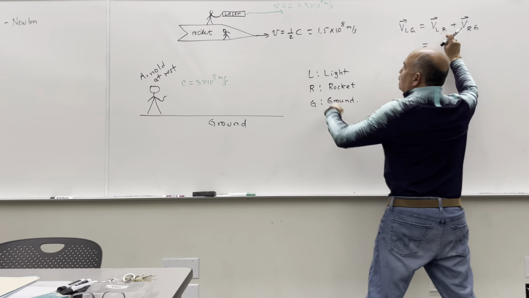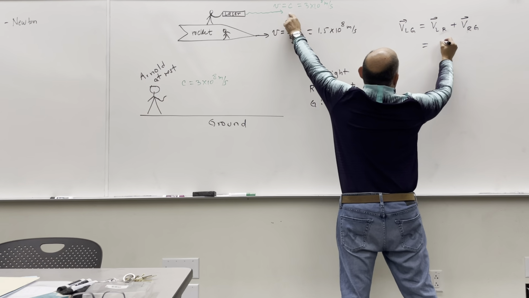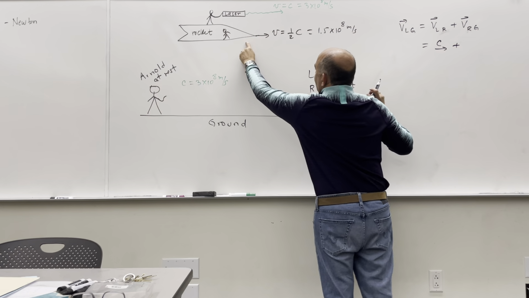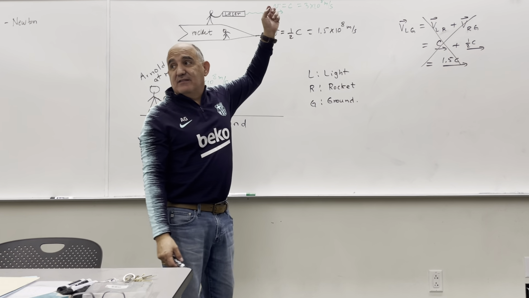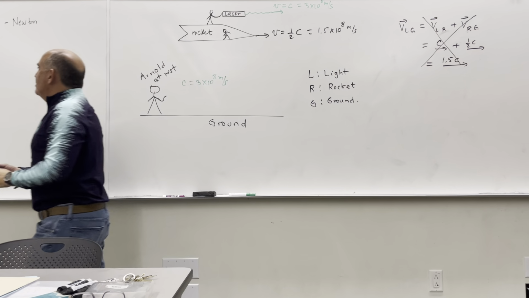So the light relative to the rocket is C to the right, plus, and the rocket relative to the ground is half of C to the right. So this should be 1.5 C to the right, which is more than the speed of light, as measured by this person. But this is wrong, experimentally. So what Einstein did is he said, the fact is that this person is going to measure C, and this person is going to measure C for the speed of light. So this equation is wrong.